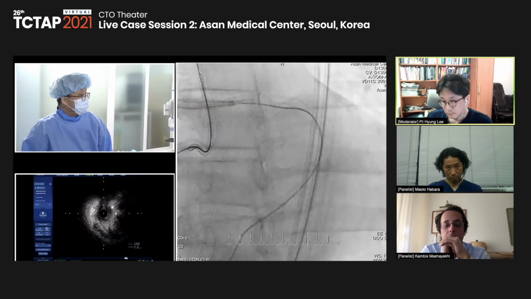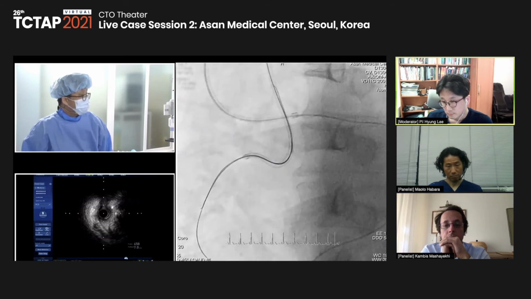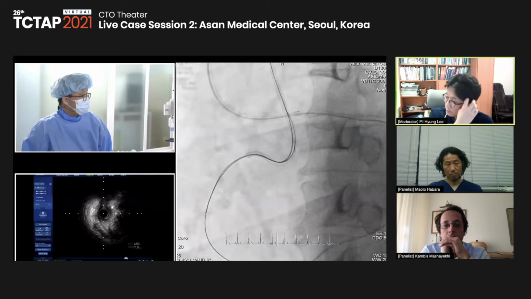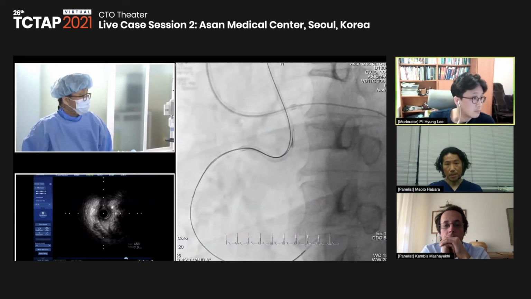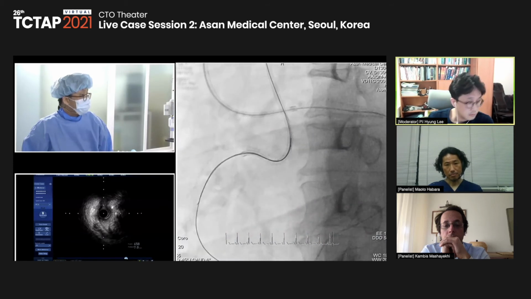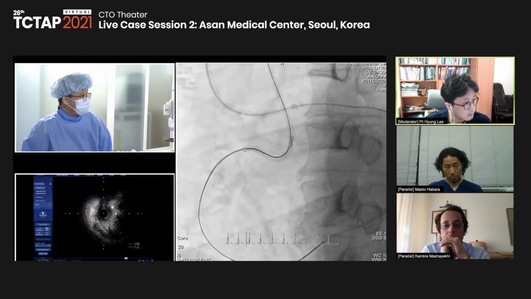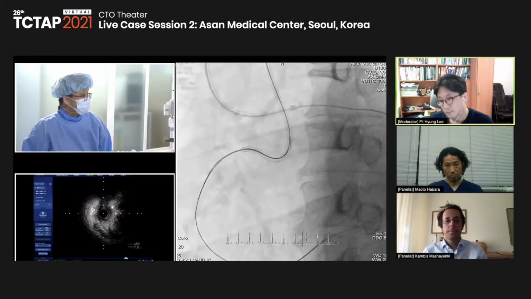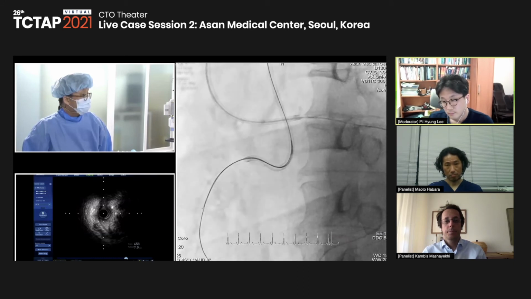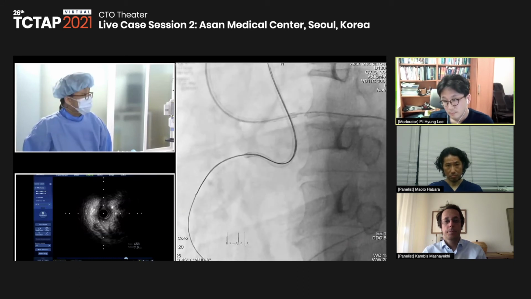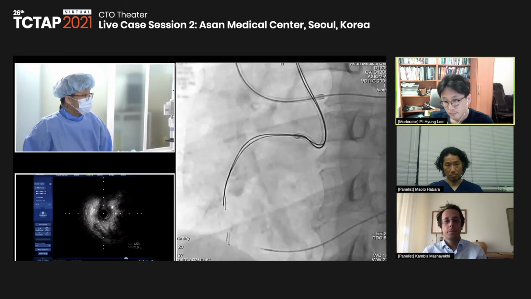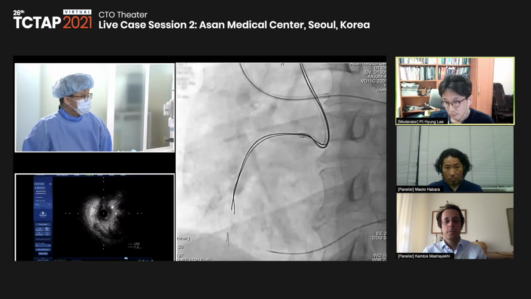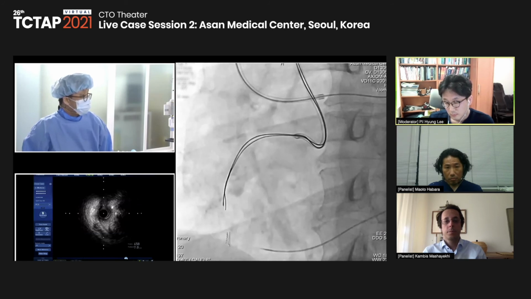I advanced the microcatheter at the antegrade position and placed it at the angulation of the Amplatzer guiding catheter. In this position, the rendezvous technique is relatively easy. You can see that it goes in through the microcatheter like this, right? Okay. And then if I can just advance the antegrade microcatheter toward the distal portion, then I can do the antegrade wiring through that microcatheter.